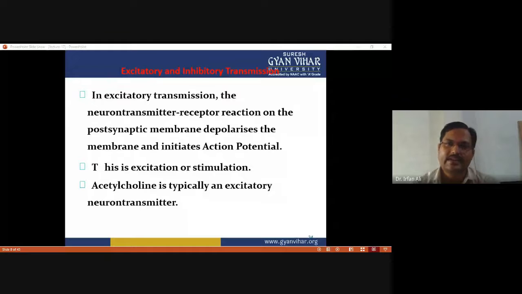In excitatory transmission, the neurotransmitter receptor reaction on the postsynaptic membrane depolarizes the membrane and initiates an action potential. So this is excitation or stimulation. Acetylcholine is typically an excitatory neurotransmitter at the neuromuscular junction, and other than the neuromuscular junction it acts as an inhibitory neurotransmitter.